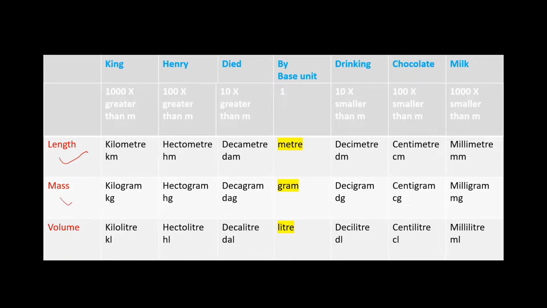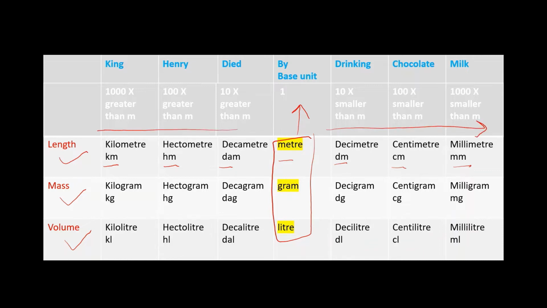Here we have length, mass and volume, and I am going to explain about the length the same way you will be following for mass and volume also. So first let us see, there are total 7 units of length. There are more units but we will be using all these 7 units only. So here: kilometer, hectometer, decameter, meter, decimeter, centimeter and millimeter. Meter is the base unit. Same way gram is the base unit for mass and liter is the base unit for volume.